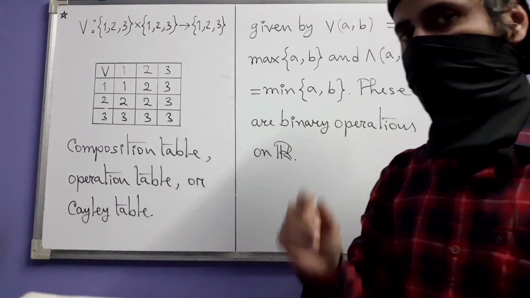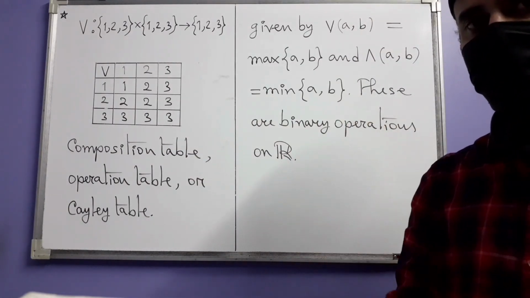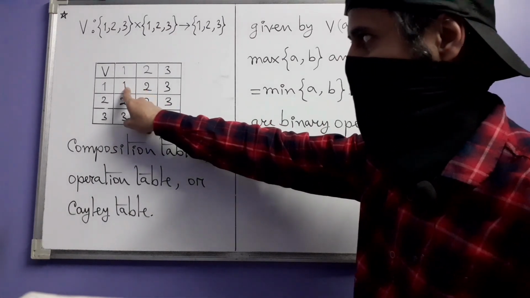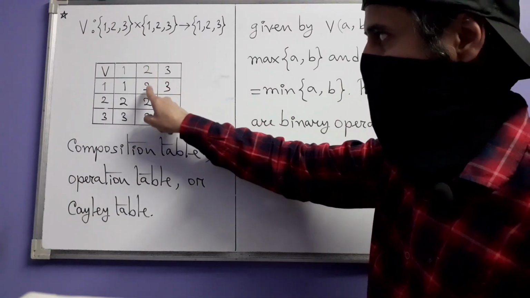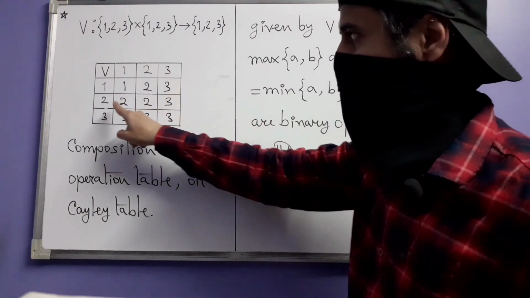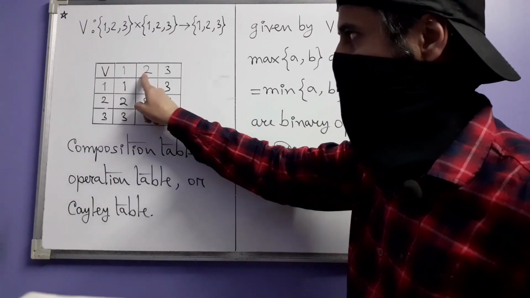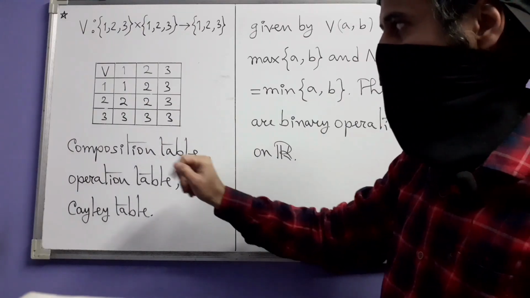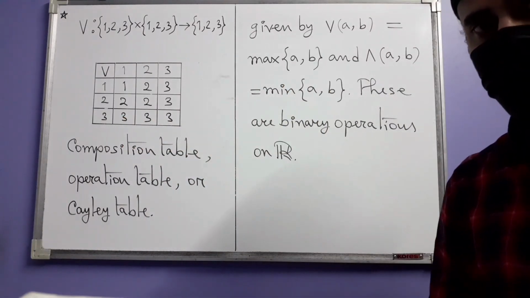What does V do to 1, 1? It gives us the maximum of 1 and 1, which is just 1. So that's why we have written 1 here. In that sense, the maximum of 1 and 2 is 2. The maximum of 1 and 3 is 3. The maximum of 2 and 1 is 2. The max of 2 and 2 is 2. Max value of 2 and 3 is 3. Similarly, these are all 3. So that is your Cayley table.